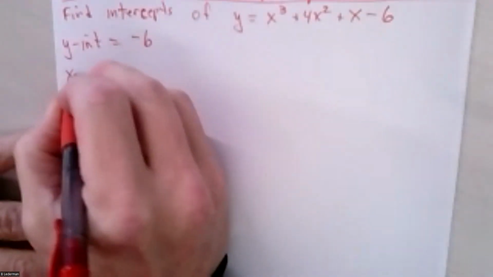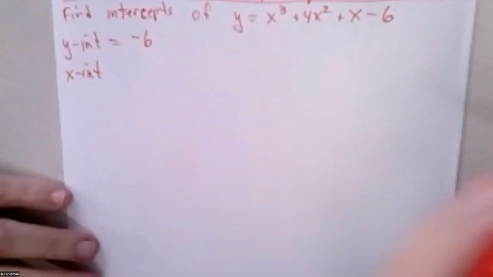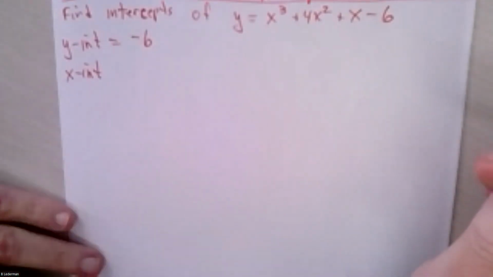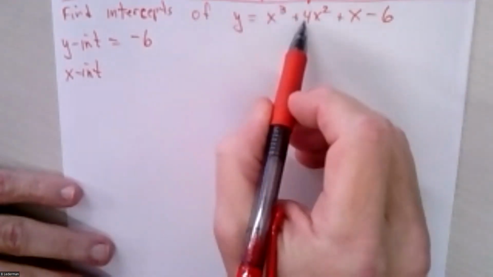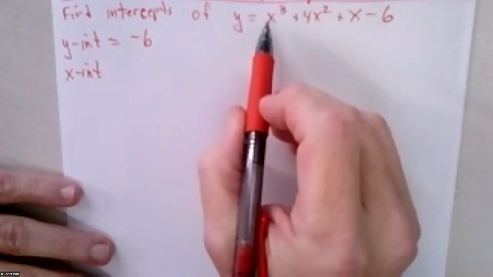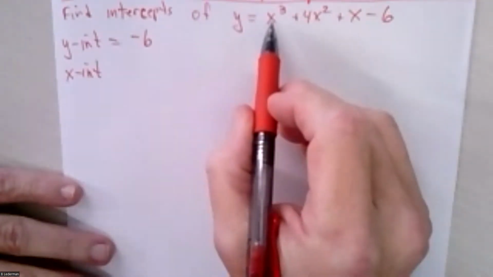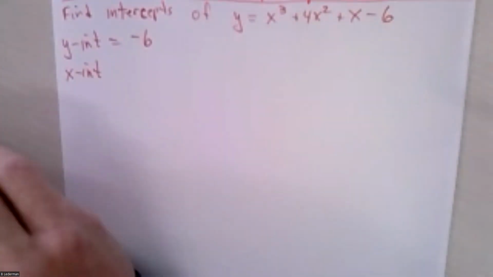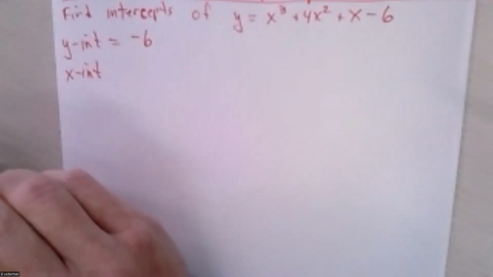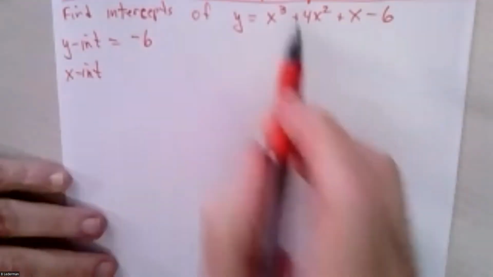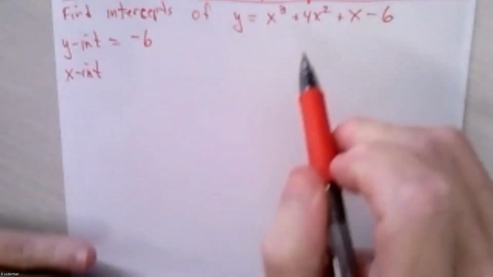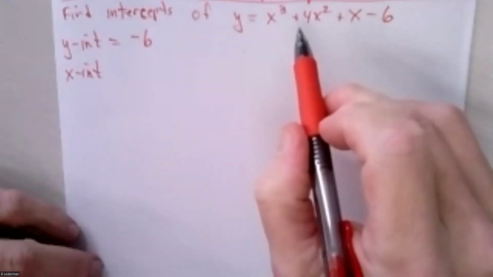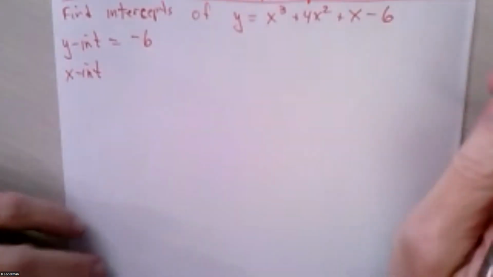Anyway, for the x-intercepts, we want to factor this. Now, one thing I always look for when I look at a polynomial is what happens if I add up all the coefficients. So 1 plus 4 plus 1 minus 6. Well, that's 1, 5, 6, 6 minus 6. I notice that if you add the coefficients, you get 0. That means that x equals 1 is a factor, because adding up the coefficients is the same thing as plugging in 1 for x. Which tells me that x equals 1 is a solution, which tells me x minus 1 is a factor.